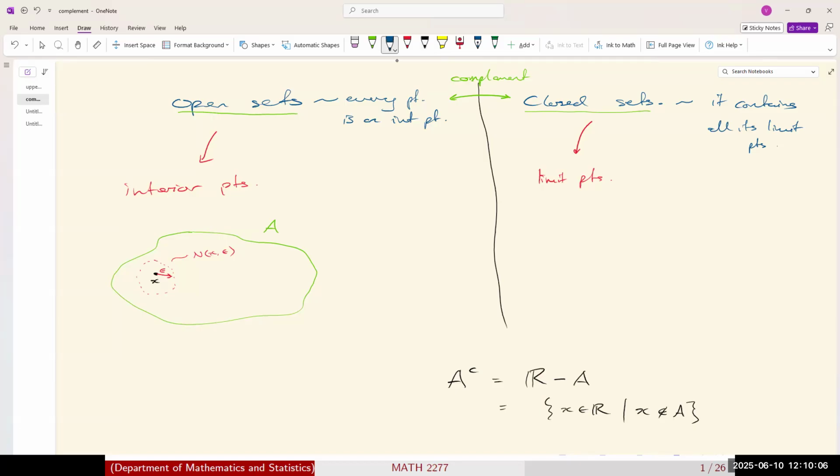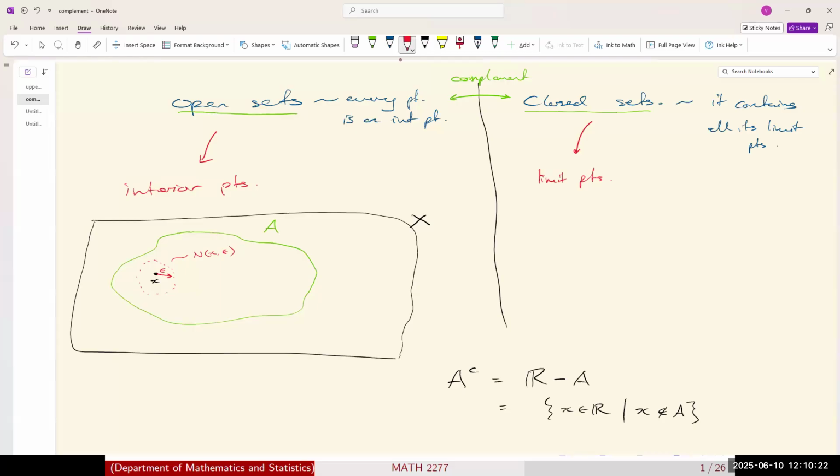I'll give you the picture for it. Let's use this picture over here. If this is some big space X, then the set A complement is everything outside here. So the complement is everything outside of the set. This is the set A complement. Given any set, you always have its complement. So that's the outline for today.